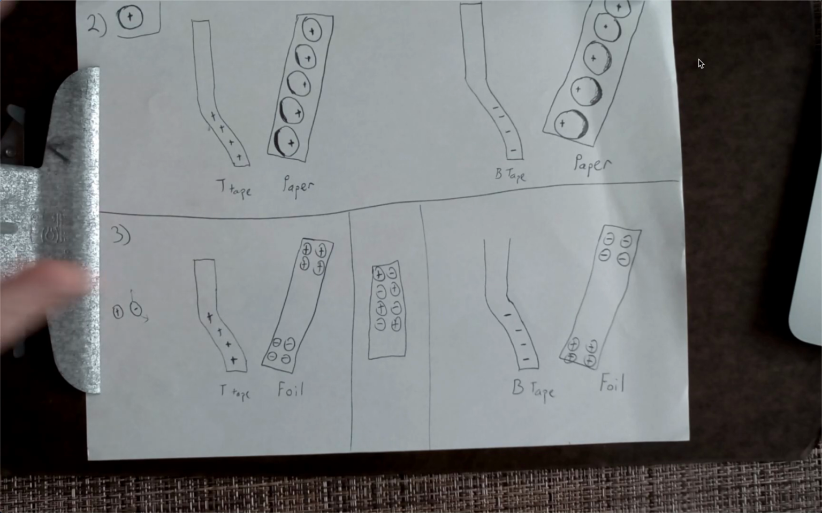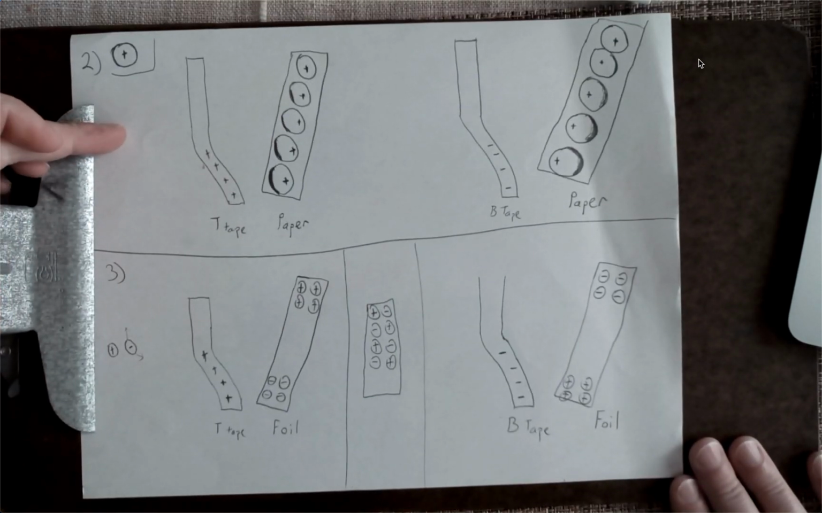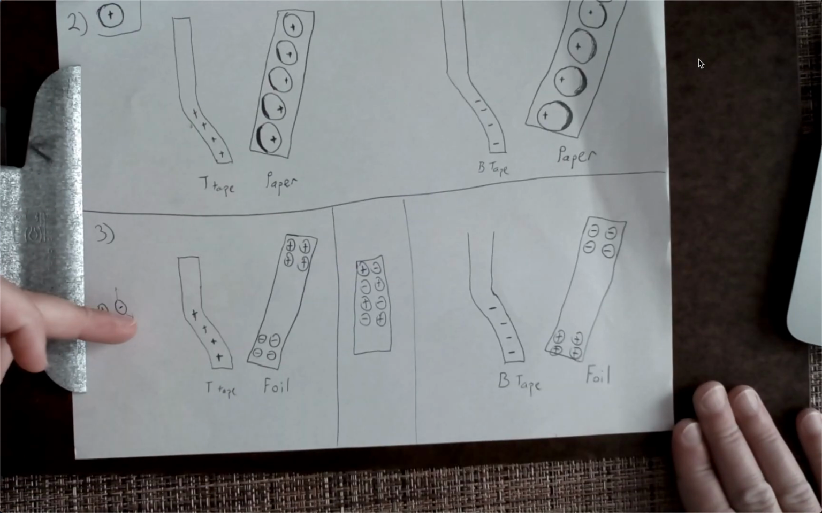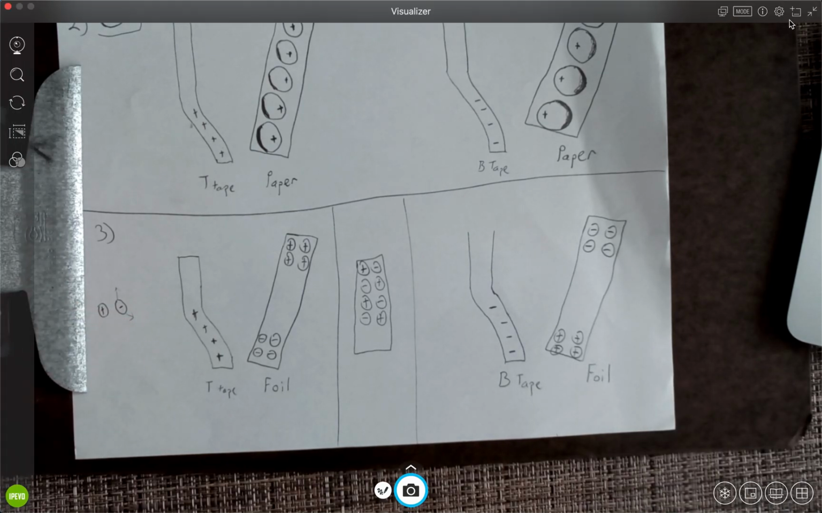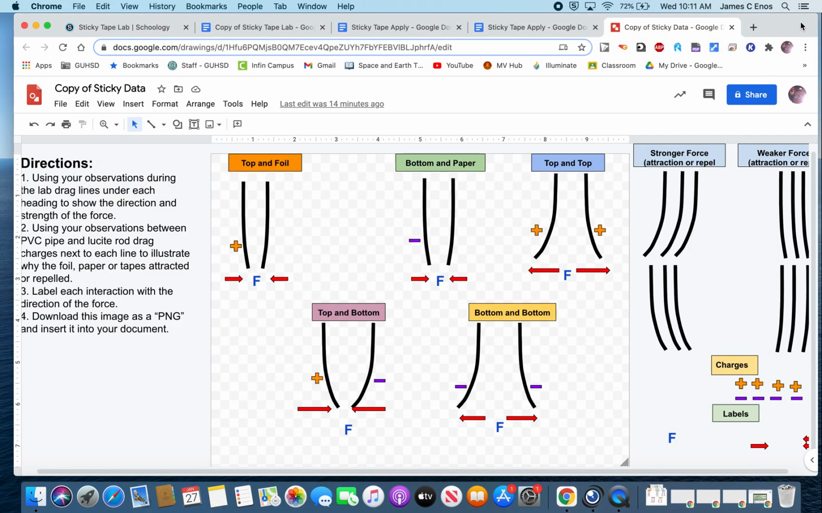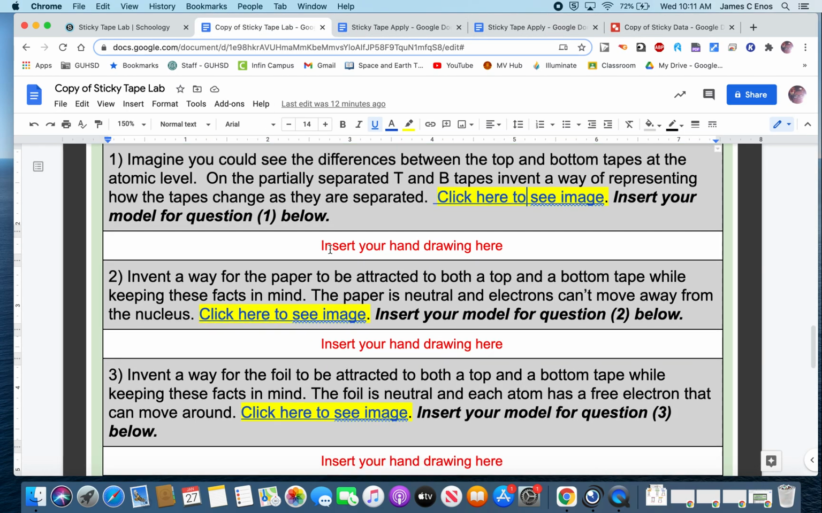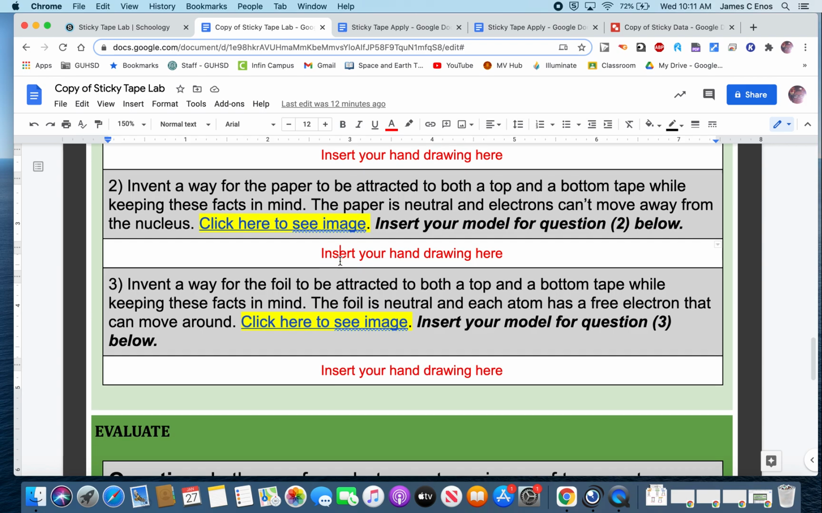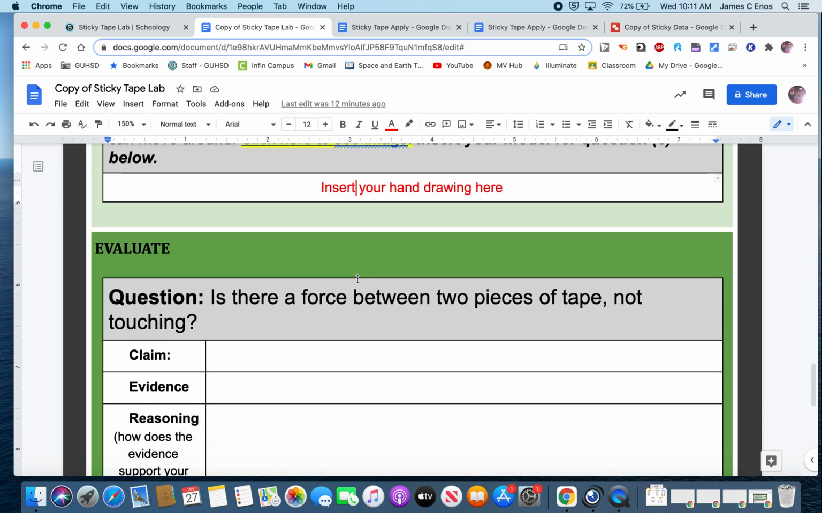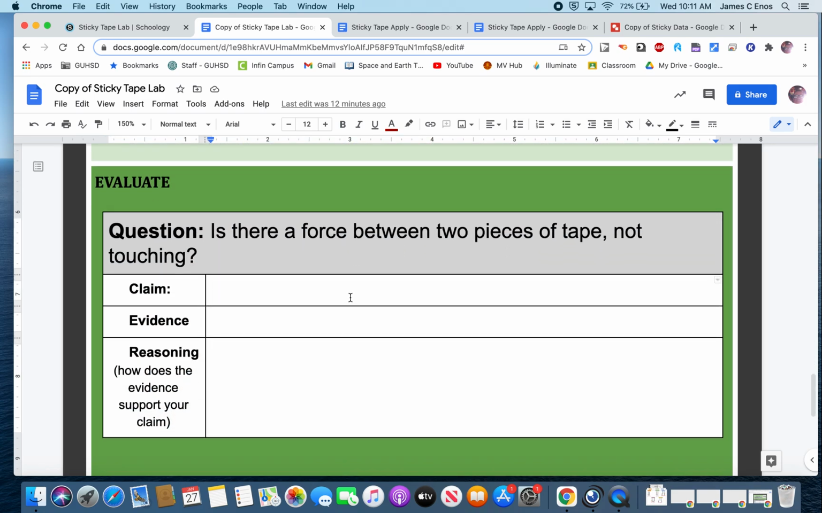So I take a picture for my number 2, I insert this picture to number 2, and I take a picture for number 3, and I insert that picture to number 3. So I insert my picture here, I insert my picture here, I insert my picture here. Now I have to answer my guiding question.